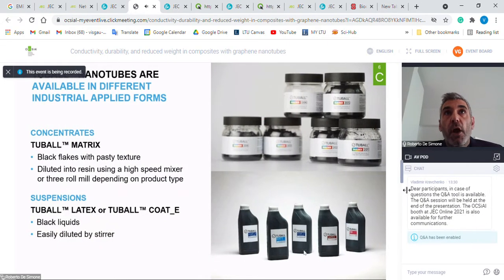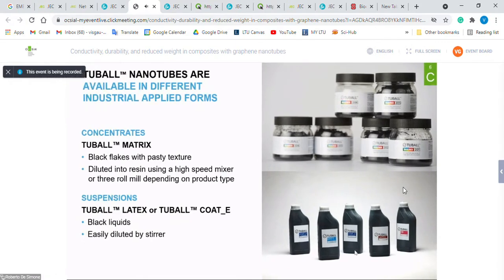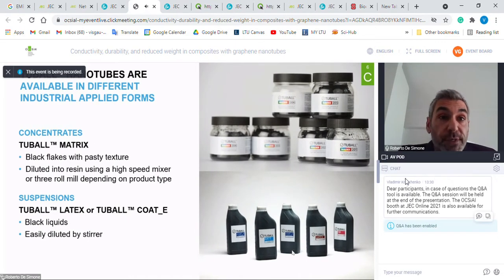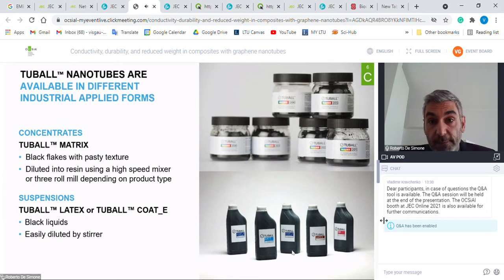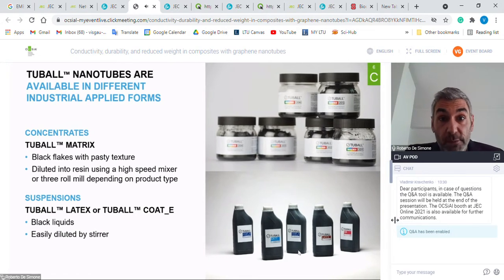Obviously, most of the companies are a bit concerned about how to use the nanomaterial itself, how to disperse nanomaterial in the host, in the resin or in the host material, generally speaking. And in this case, OCSiAl R&D developed some specific concentrate based on Tubal, which is our brand name of the graphene nanotubes, in a different carrier, which could be more compatible with the final material where we are going to disperse Tubal in.